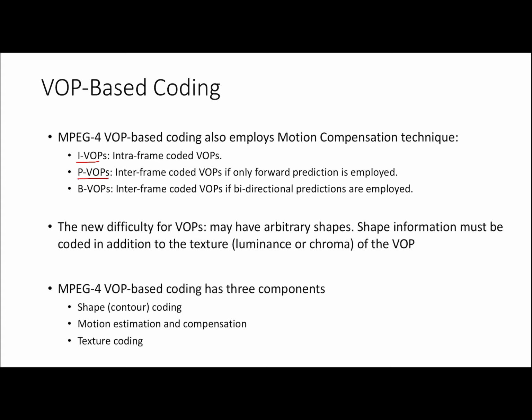Interframe coded VOPs are called PVOPs if only forward prediction is employed, or BVOPs if bidirectional predictions are employed, that is, from previous and future VOPs. The new difficulty here is that a VOP may have arbitrary shape. Therefore, in addition to their texture, their shape must also be coded.